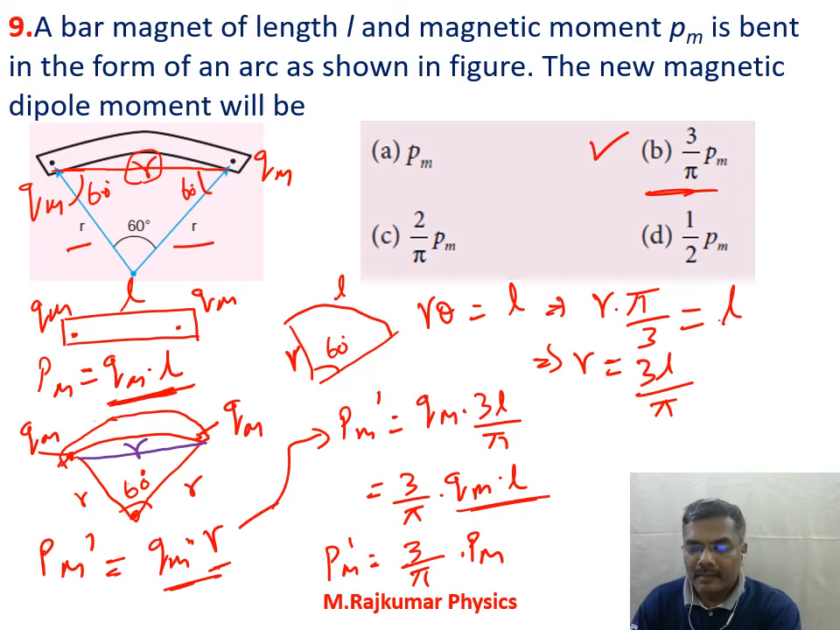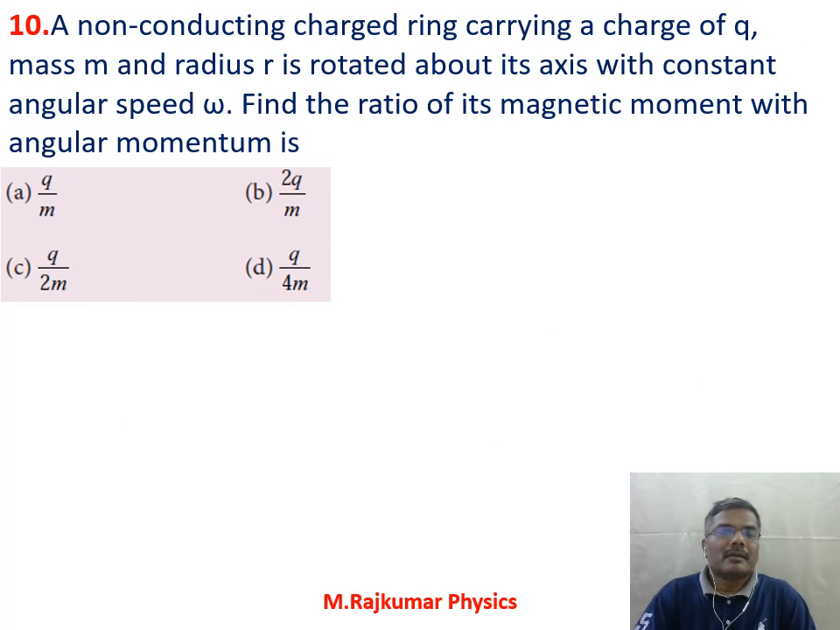Okay, then we'll go to the next question, the 10th question. A non-conducting charged ring carrying a charge of q, mass m and radius r is rotated about its axis with a constant angular speed omega. Find the ratio of its magnetic moment with angular momentum.